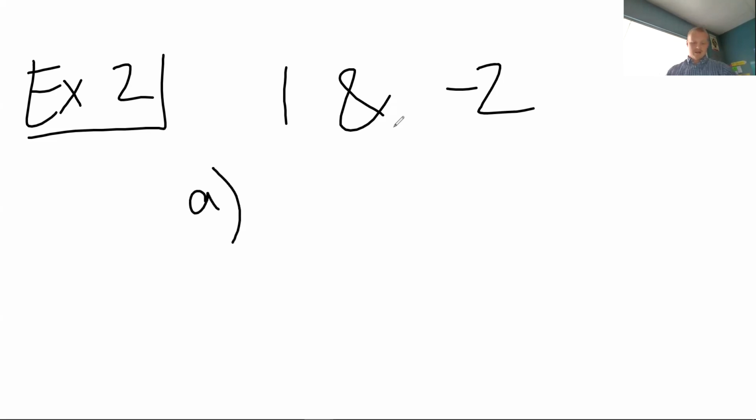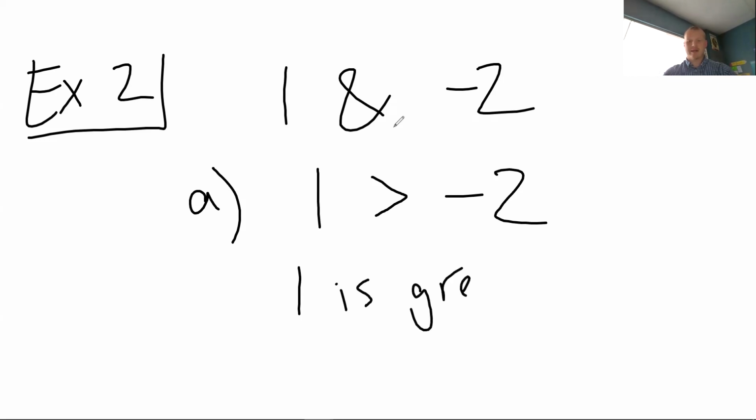So letter A, write the two inequalities involving 1 and -2. Okay, so 1 is greater than -2. That's one way I could write it in a number sentence. Or if I wanted to write it out in word form, 1 is greater than -2. Okay.